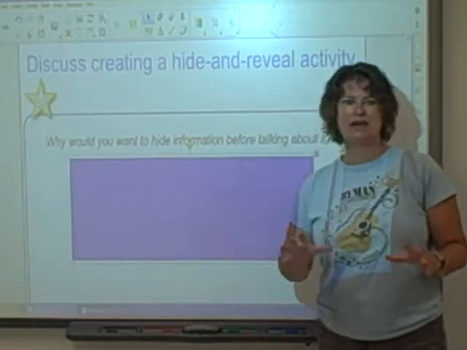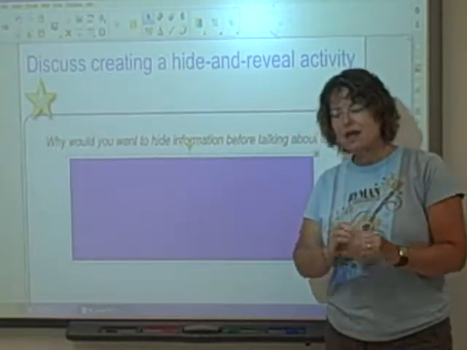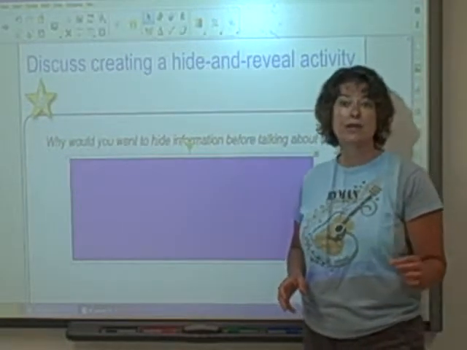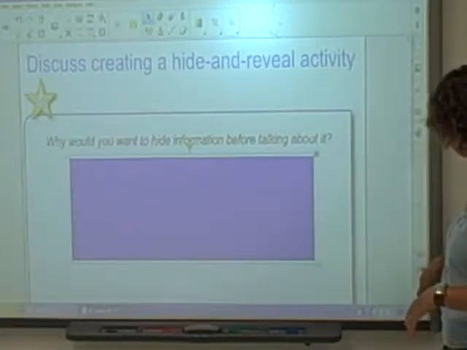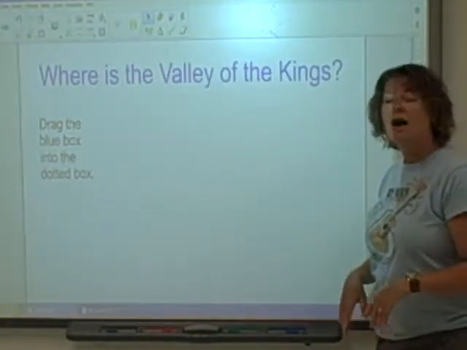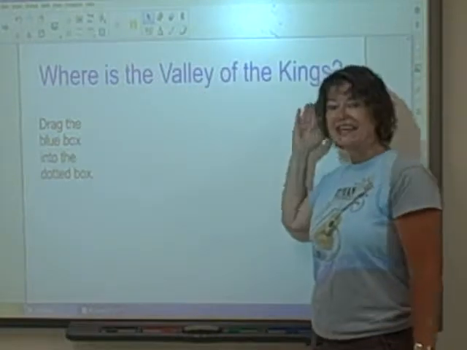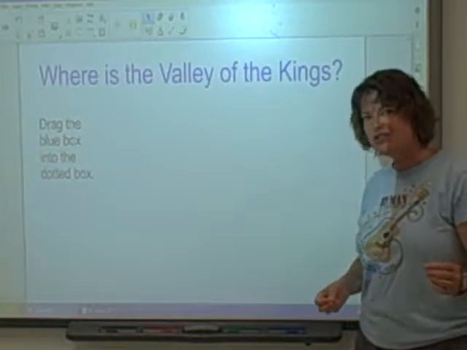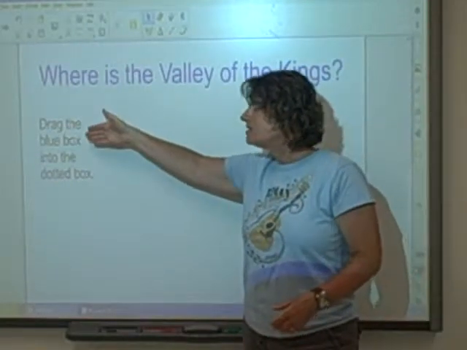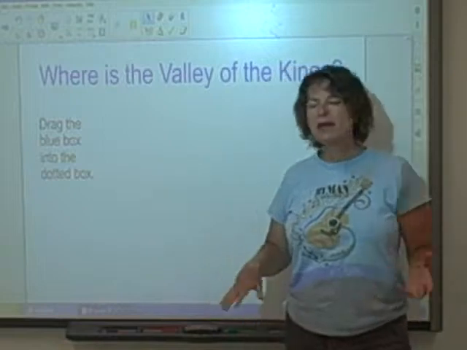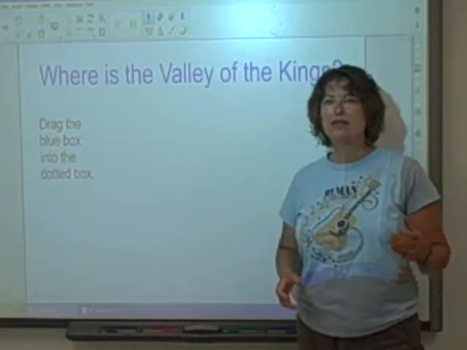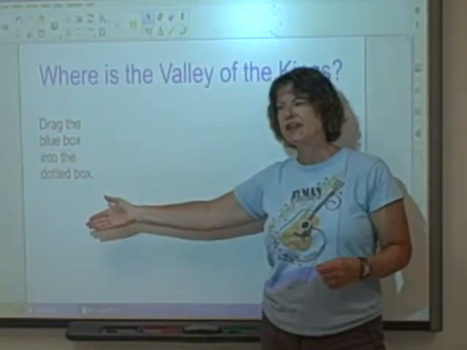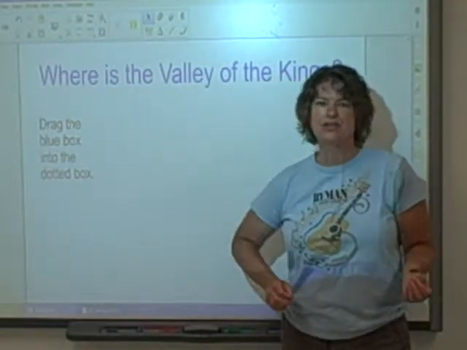Well, let's do one together now. We'll do it step by step, and we're going to do an order and reveal. You can find order and reveal on page 43 in your workbook. Our question: where is the Valley of the Kings? Kind of keeping with our Egyptian theme here. I have instructions on here also: drag the blue box into the dotted box. No matter what hide and reveal activity you decide to create, make sure you have instructions on how to reveal the answer. Don't assume that the student is going to know what to do.